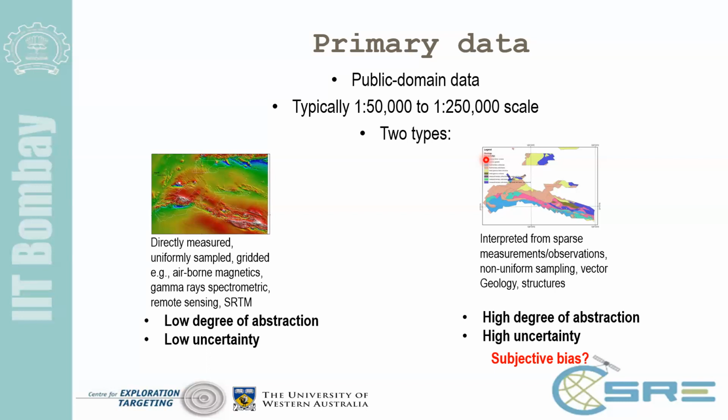And there is, of course, subjective bias, whereas in the first, the primary data sets, you really don't have any abstraction, just direct measurement with interpolation. Of course, when you're interpolating, you're making certain assumptions about the data set. So there is some uncertainty, which I would put as the stochastic uncertainty that's associated with the generation of the data set. But these data sets have much less uncertainty.